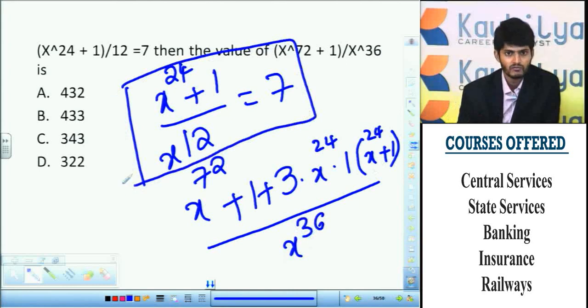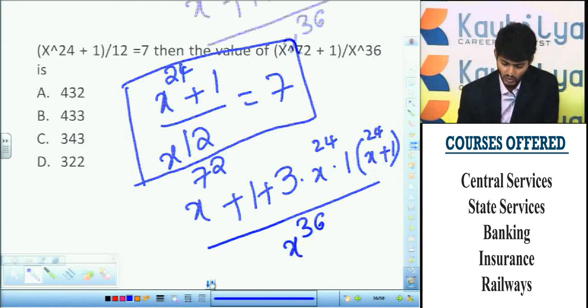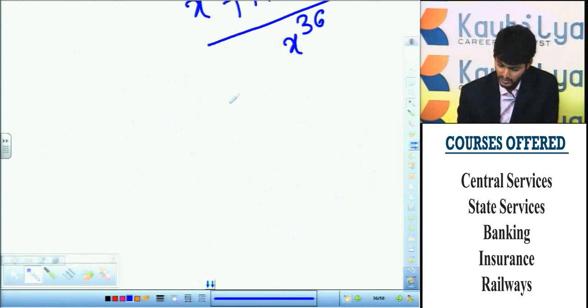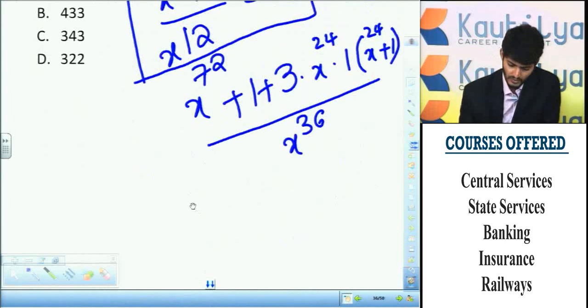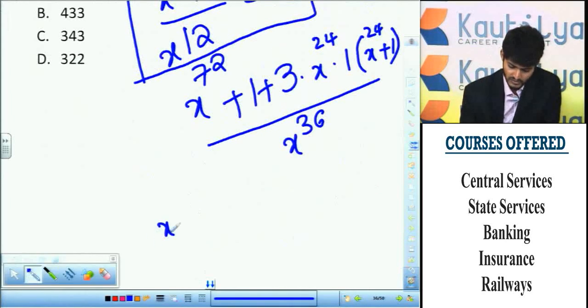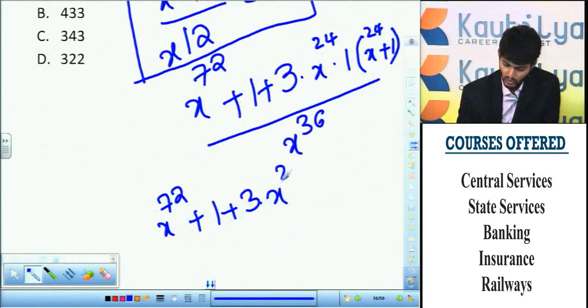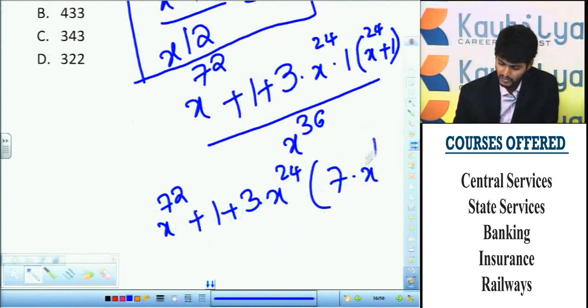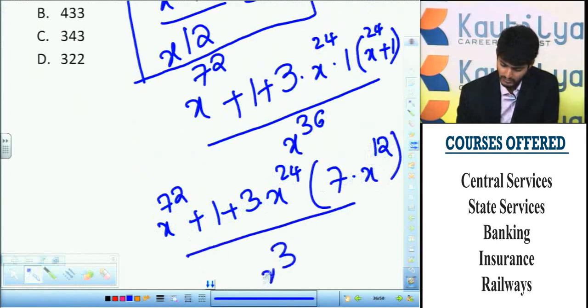So in place of x power 24 plus 1, if I take x power 12 to the right hand side, I can substitute 7 into x power 12. So what I will do in the given problem is x power 72 plus 1 plus 3 into x power 24. In place of x power 24 plus 1, now I am getting 7 into x power 12. Fair enough, by x power 36.